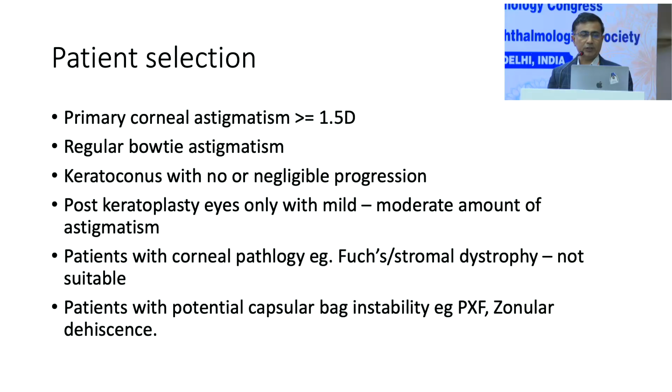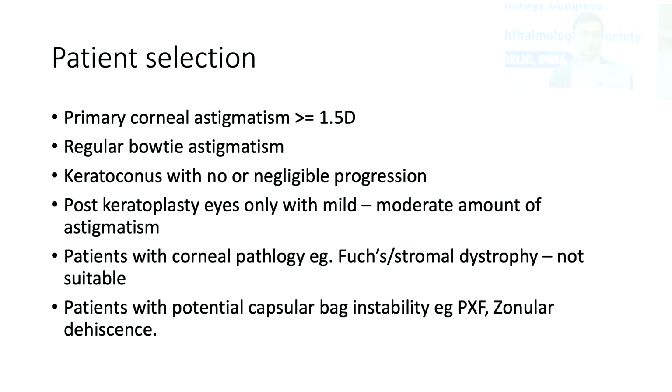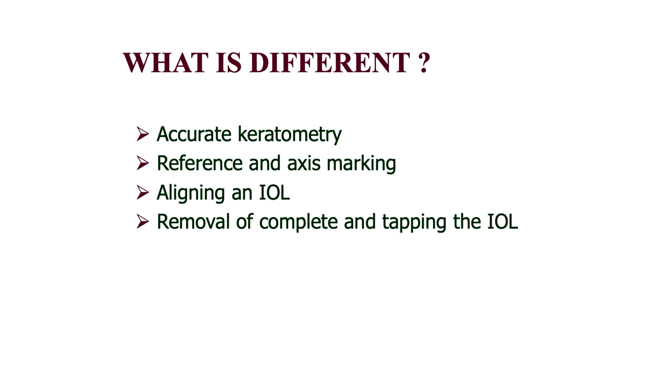Patients with corneal pathology like Fuchs endothelial dystrophy or stromal dystrophy are not ideal for correction of astigmatism by toric lenses. Patients with potential capsular bag instability, that is pseudoexfoliation or zonular dehiscence, are not contraindicated for putting toric IOL intraoperatively. So we have seen the indications and the amount of astigmatism which you can correct.